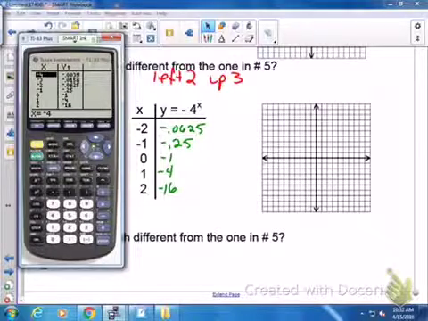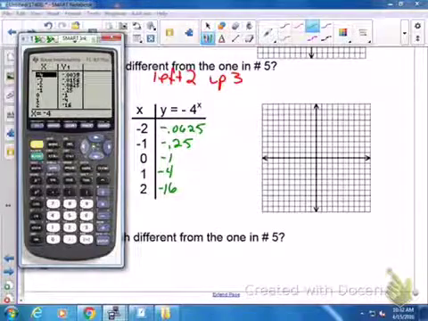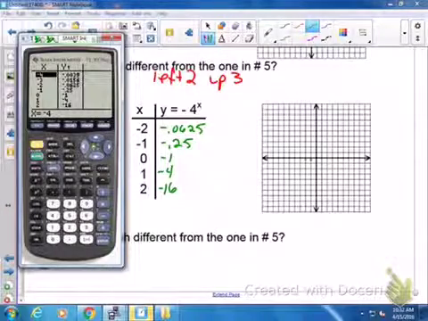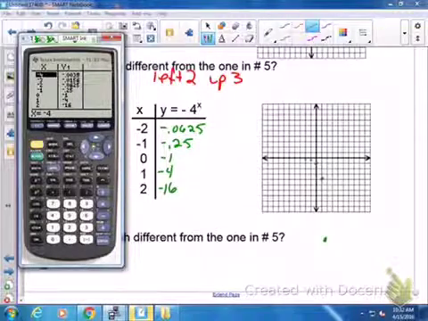At -2, I am almost at 0. I'm a little higher than that at -1. And then at 0, I'm at -1. Then at 1, I'm at -4. And then 2 is way down here off the graph. So it sort of looks like this.